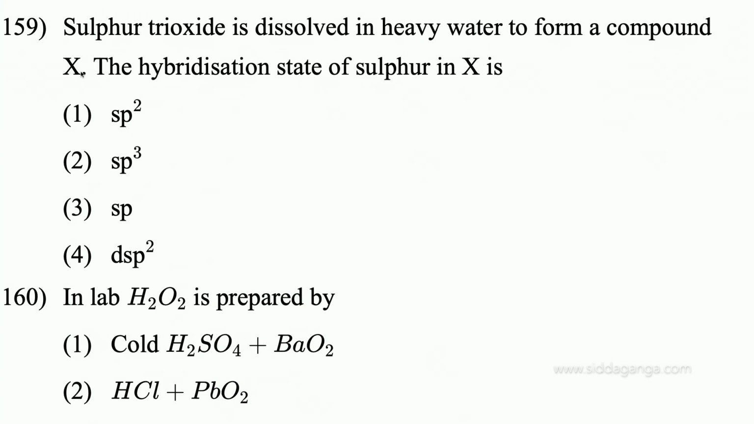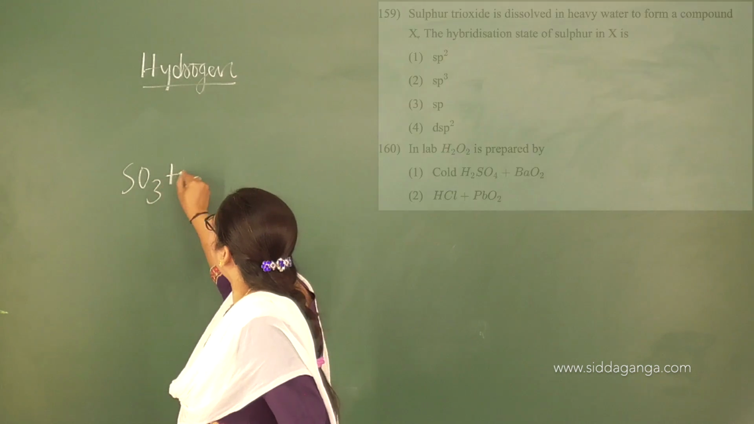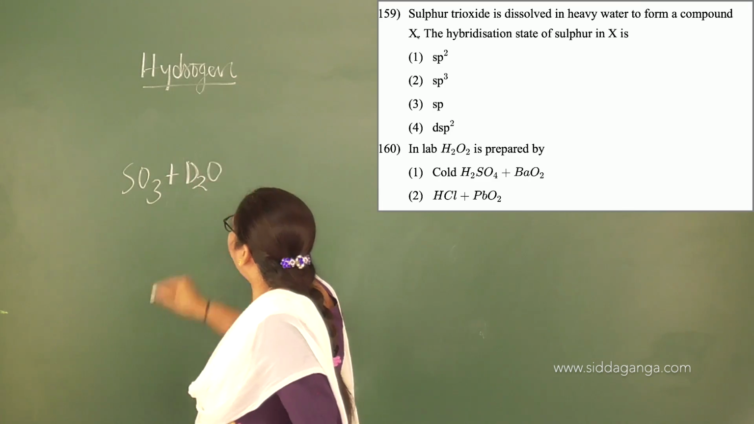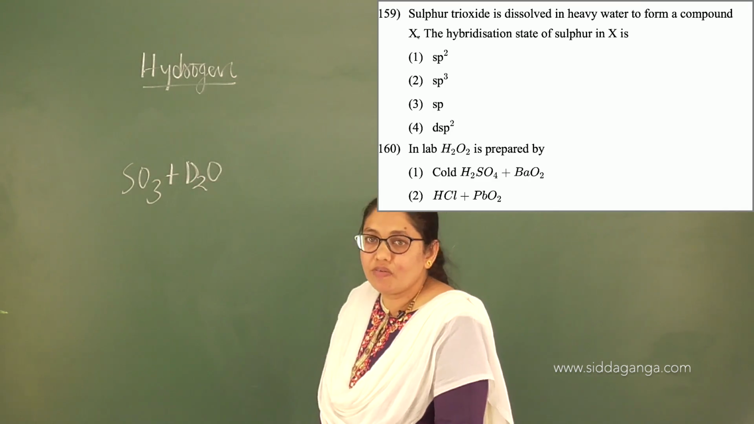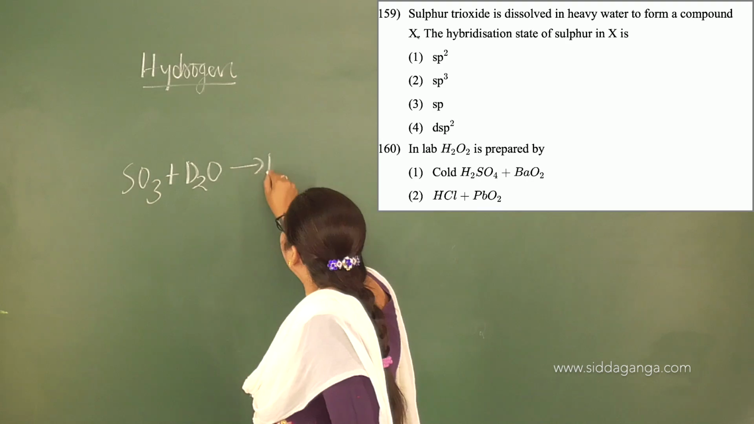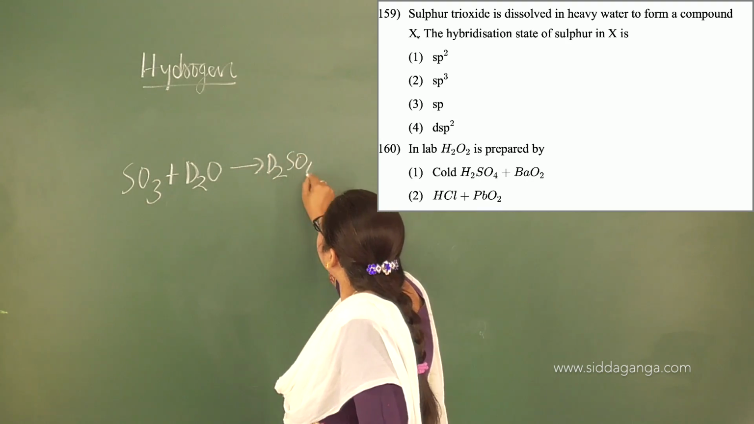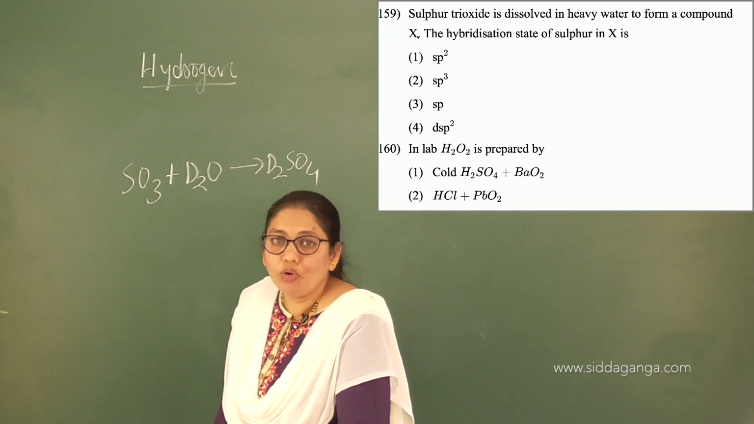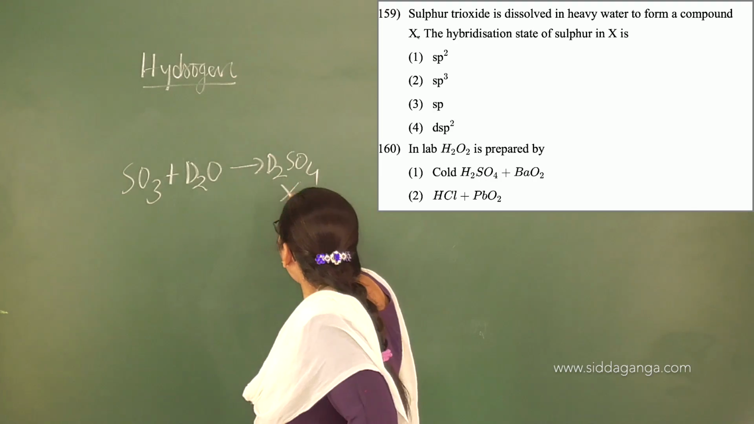Sulfur trioxide is dissolved in heavy water to form a compound X. The hybridization state of sulfur in X is asked. You learn this in chemical bonding, but the reaction is there in this hydrogen chapter. Let us write the reaction. Sulfur trioxide, whenever it reacts with deuterium oxide, the heavy water, forms D2SO4. That is our compound X.